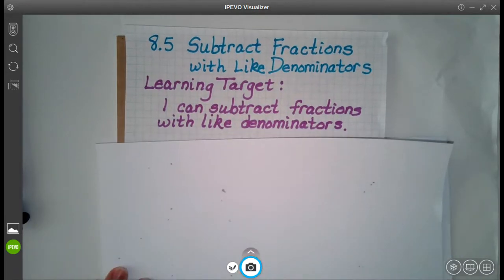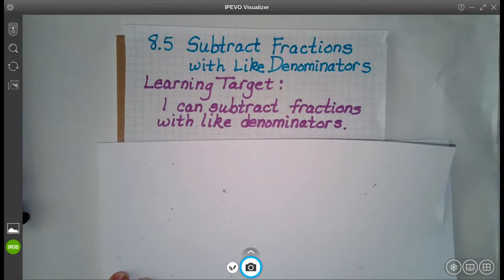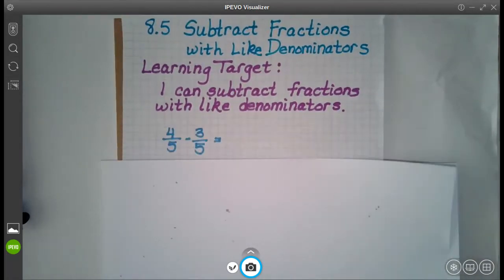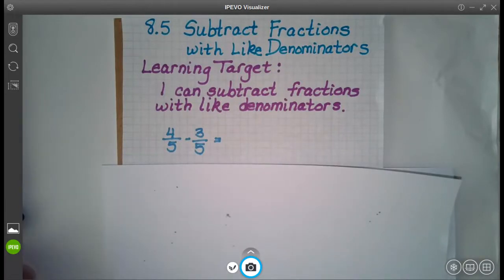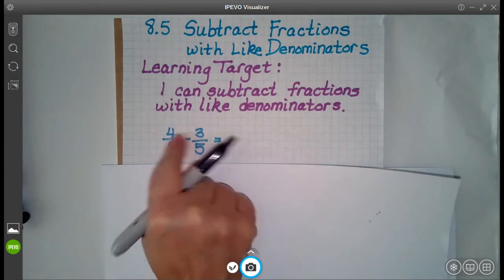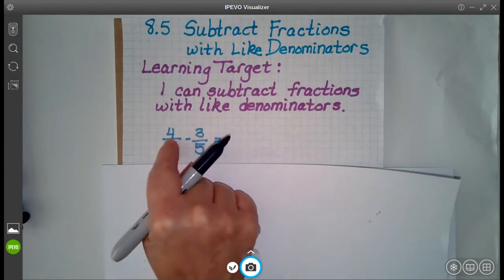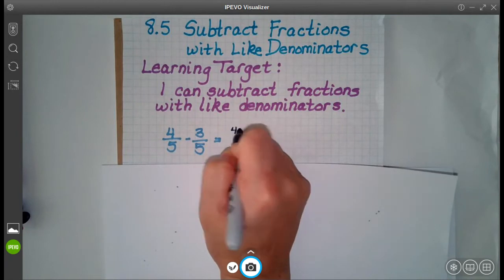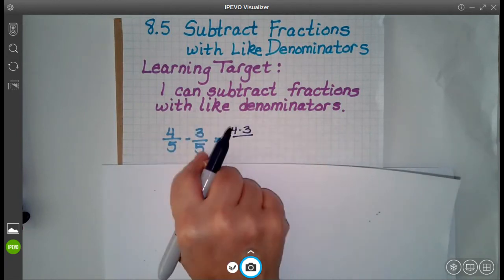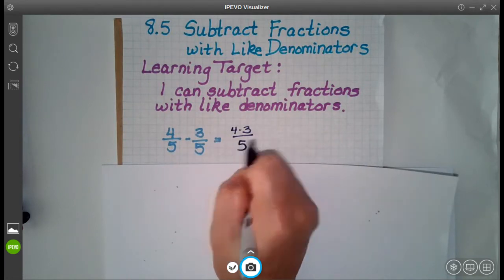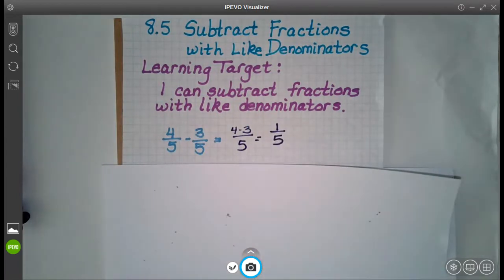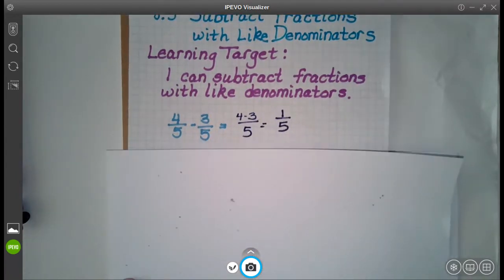I don't think we're going to spend too much time with the lesson here. It's pretty straightforward. Let's do some examples. So my first example is 4/5 minus 3/5. You need to look at your numerators, which are the top numbers, and you're going to subtract, which is 4 minus 3, and you keep the denominator the same since you already have a common denominator. So it looks like that. 4 minus 3 is 1, and don't forget your denominator. So your answer is 1/5.